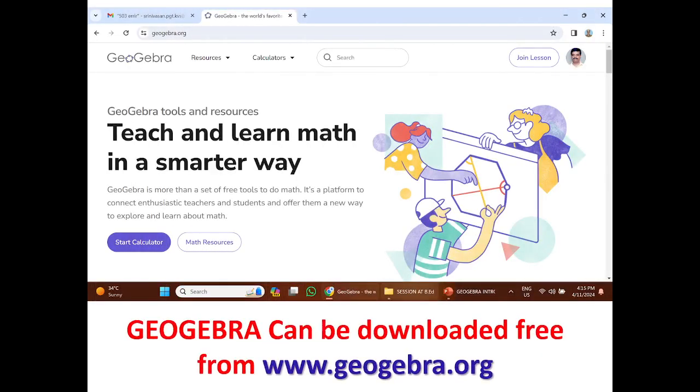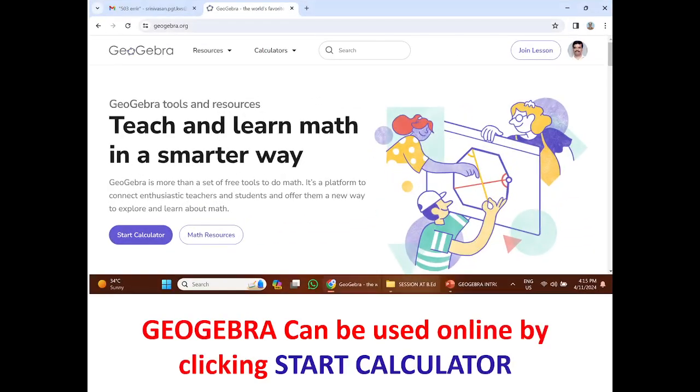Now, let me explain how you can download GeoGebra from the website. It can be downloaded free from www.geogebra.org. The web page keeps changing, so I am showing you the latest web page, which looks like this. You can download it from www.geogebra.org. Now it can be used online also by clicking start calculator.